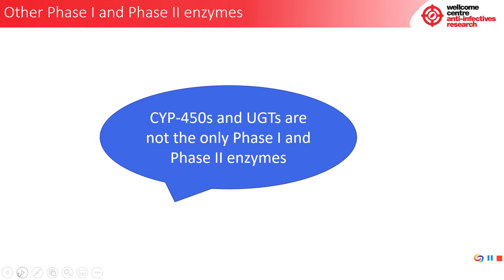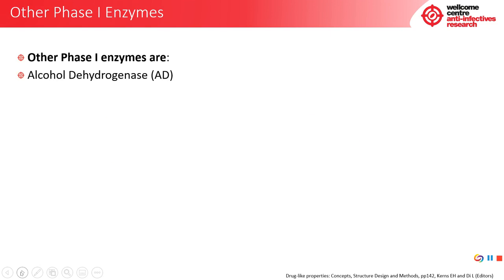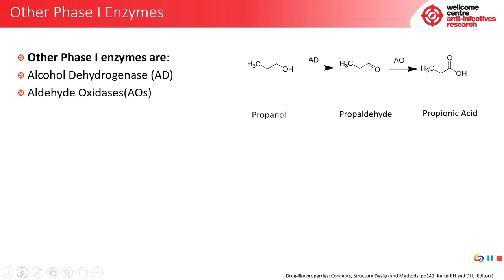There are other phase 1 and phase 2 enzymes. CYP450s and UGT are not the only phase 1 and phase 2 enzymes. Other phase 1 enzymes are alcohol dehydrogenase and aldehyde oxidase, which are capable of performing oxidative steps. In this example, propranolol is being acted upon by alcohol dehydrogenase to give propaldehyde, which is further oxidized by aldehyde oxidase to propionic acid by a series of one-step oxidations.